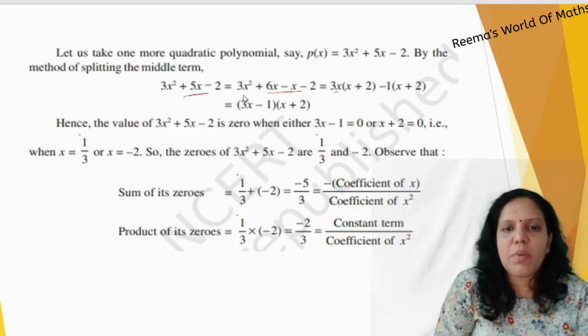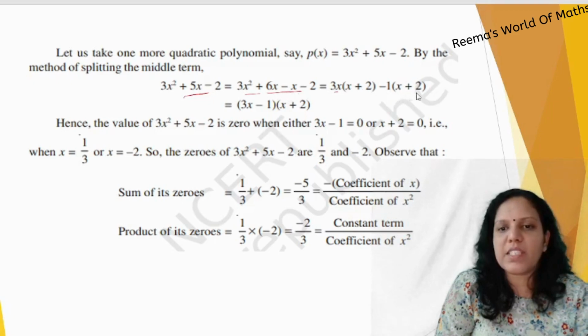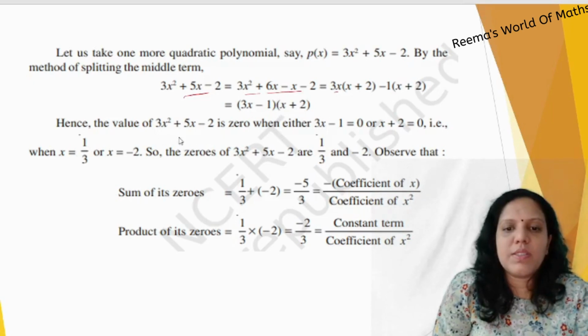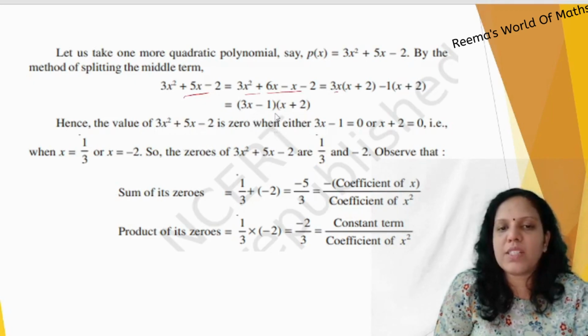Taking 3x common in the first part, 3x into x plus 2, minus 1 here, and x plus 2 in the second part also. So we have taken x plus 2 as common: 3x minus 1 multiplied by x plus 2. So now we can say the value of 3x squared plus 5x minus 2 is 0 when either of these is 0, as these are the two factors of this polynomial.